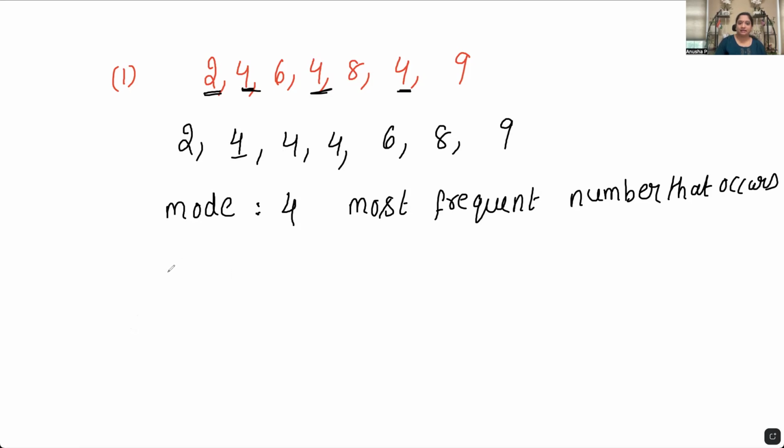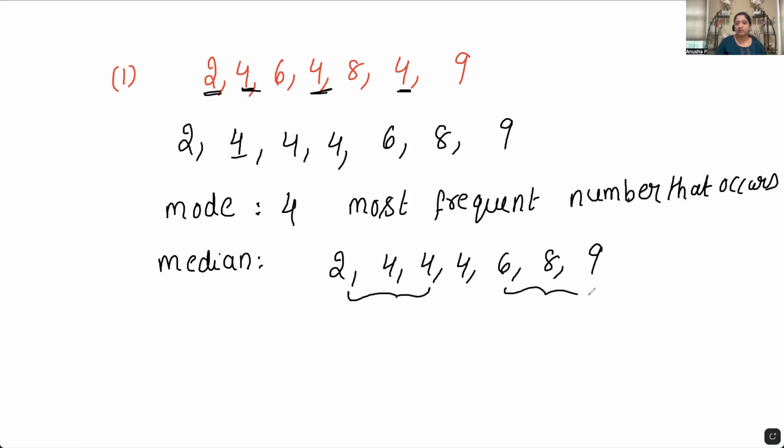What is median? Median, we have to find the numbers from least to greatest and the middle number will be median. So when we write the numbers from least to greatest, the middle number is the median. So here we have three numbers, here we have three numbers. So middle number is 4. So median is 4.